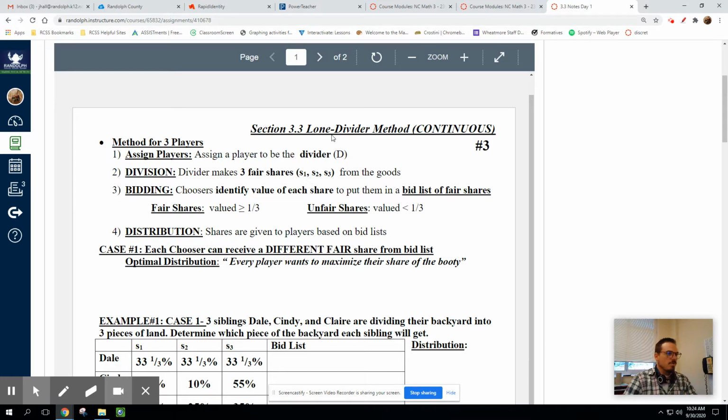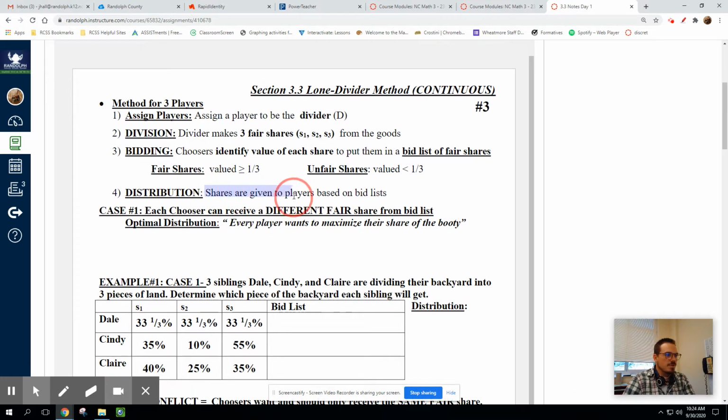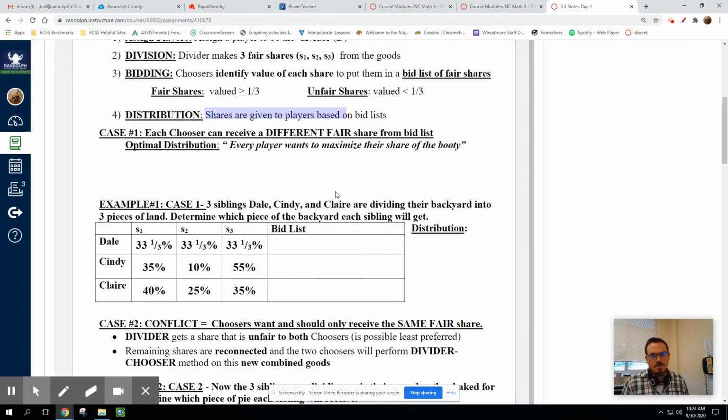For our distributions, shares are given to players based on the bid list. There are only three shares, and they are given based on the bid list.